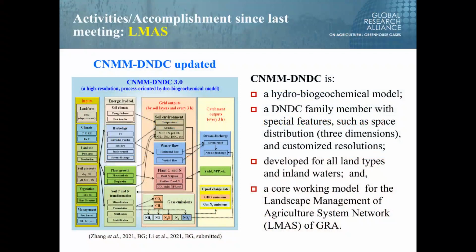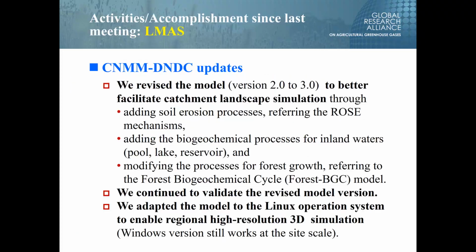The CNMM-DNDC model is a hydrobiological model. It is a DNDC family member with special features such as phase distribution of 3 dimensions and customized resolutions. It is developed for all land types and inland waters, and it is used as a core model for the landscape land management network of GRA.